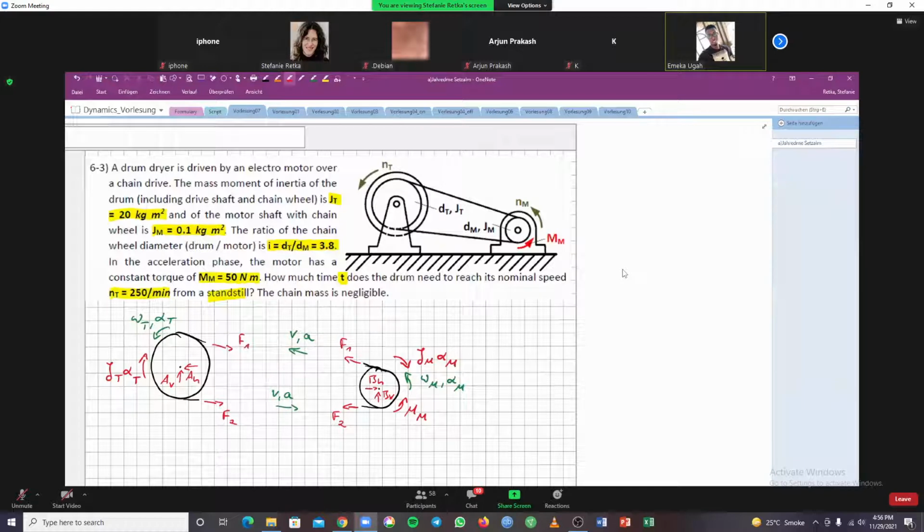Excuse me, Prof. Yes. Is it a principle that the direction of the moment of inertia moves opposite to the direction of motion? Opposite to the direction of alpha. Yes. Okay, okay.